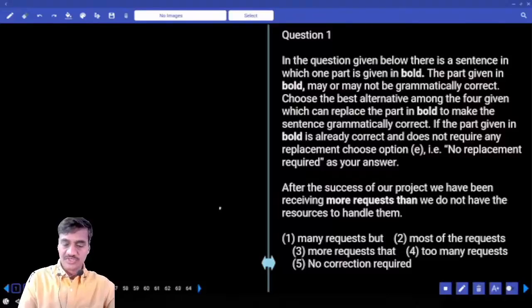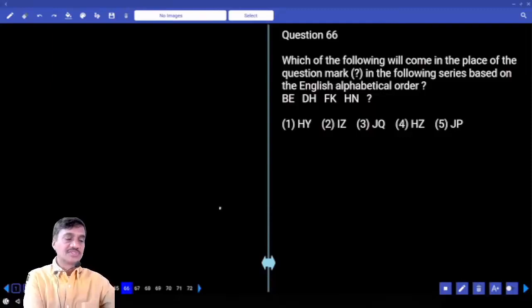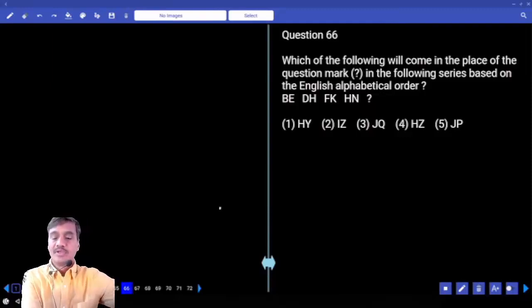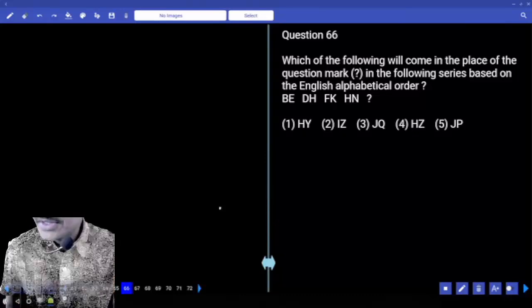Question number 66 onwards. Now question number 66, tell me what is the answer we have. It is based on letter series.